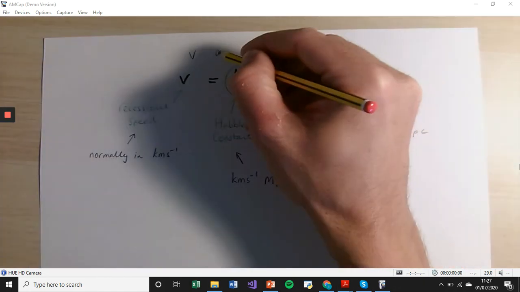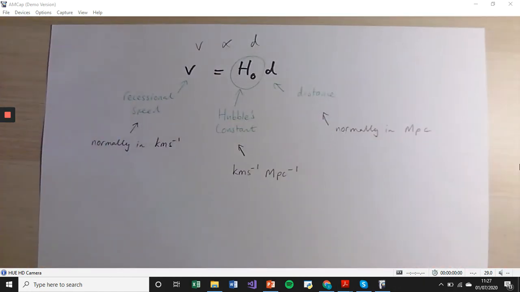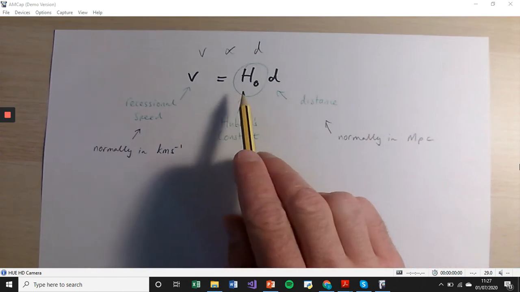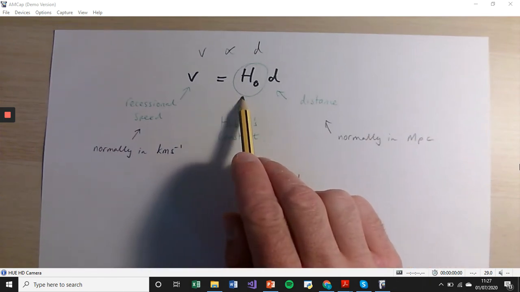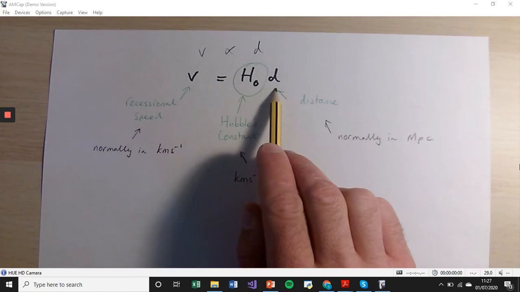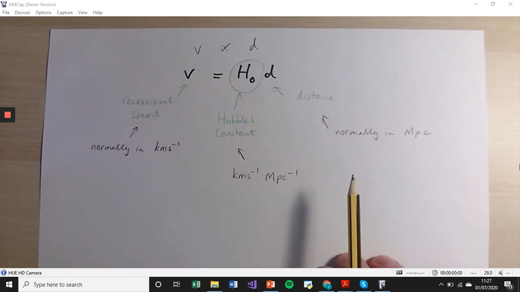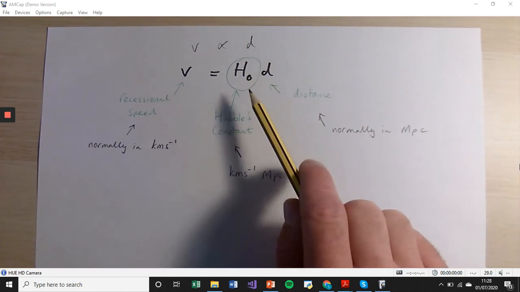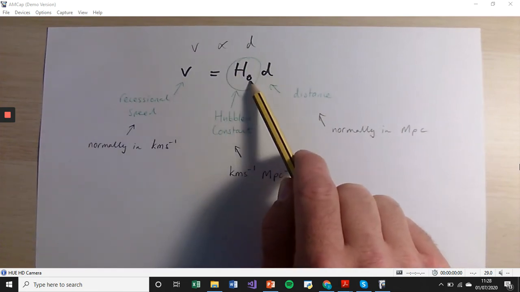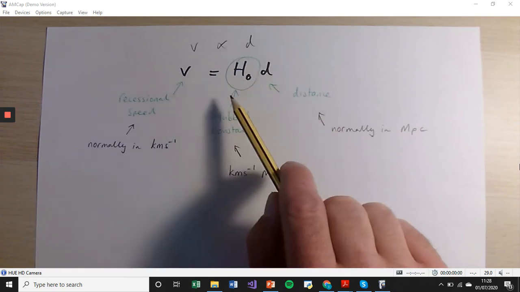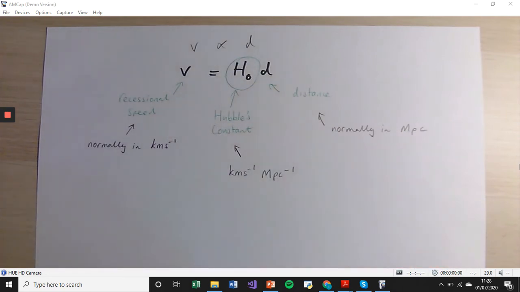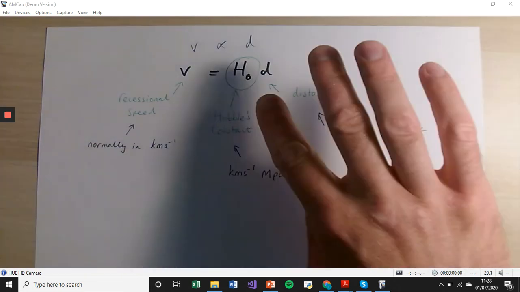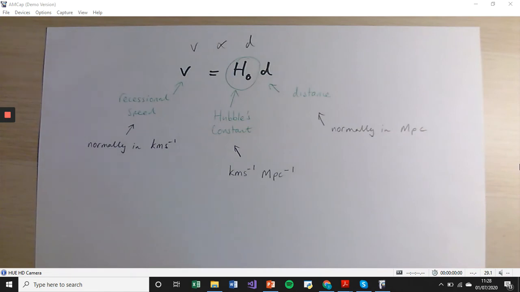There we go. So if you've got a relationship like we saw on the graph where V is proportional to D, so that's a proportional symbol, then we can stick a constant of proportionality in there and say actually there's a number that we can multiply each value of distance by, and it gives us the recessional speed. And that value we call Hubble's constant, and the symbol for it is a capital H with a small subscript 0. So this equation links recessional speed, the speed at which galaxies are moving away from us, and the distance those galaxies are from us. Remember, galaxies, not stars.